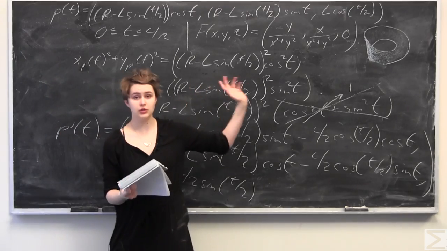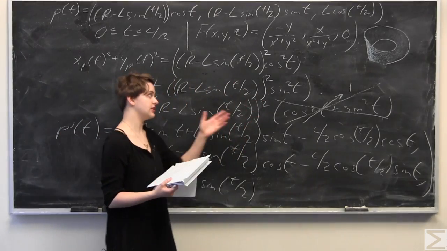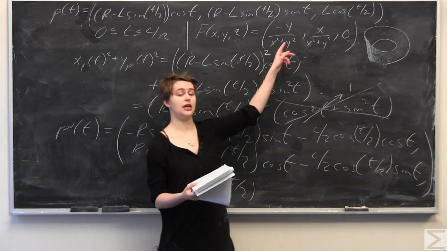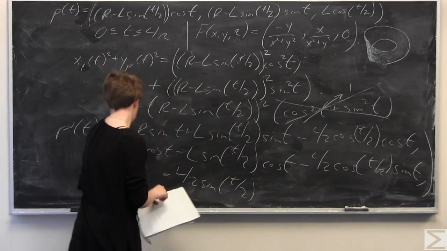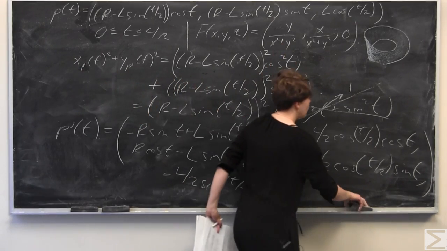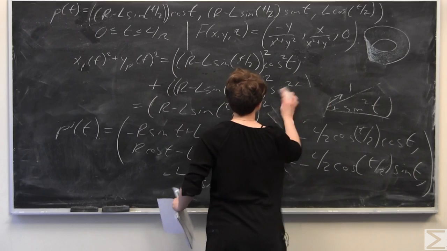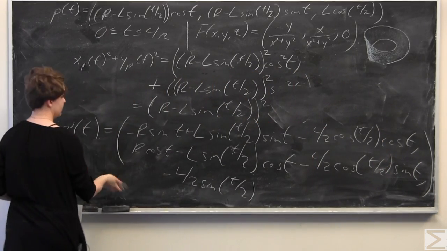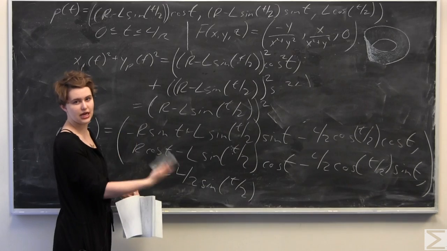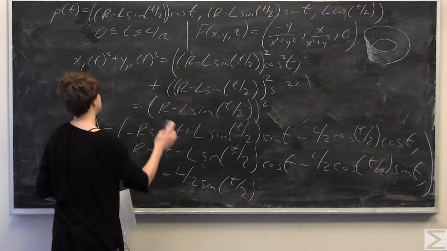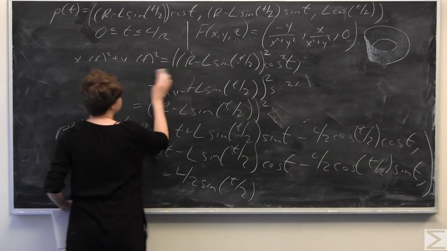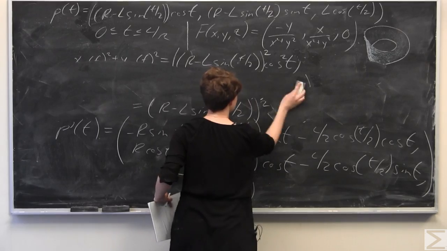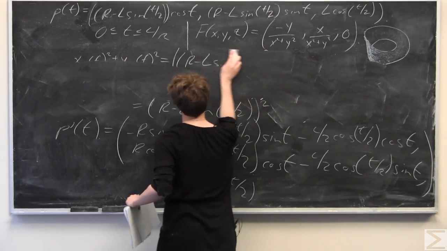This is x squared plus y squared, x_p of t squared plus y_p of t squared. So that'll be the denominator of each of these here. Now we're getting closer. I'm leaving this information down here because we're going to need p prime of t later, since we're going to need to take the dot product of p prime of t with f of p of t.